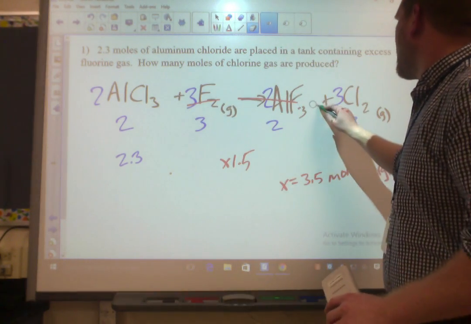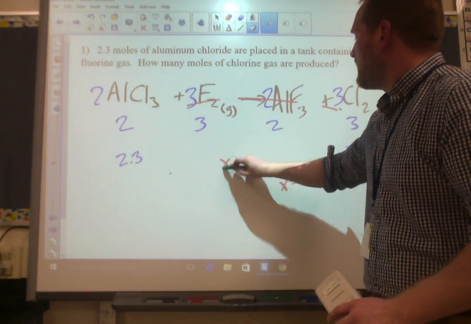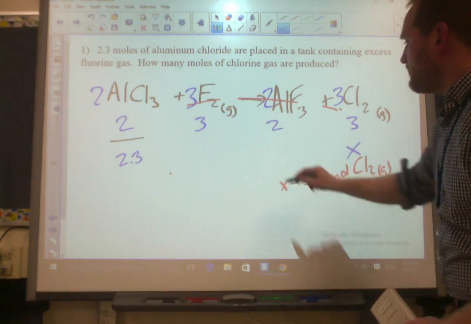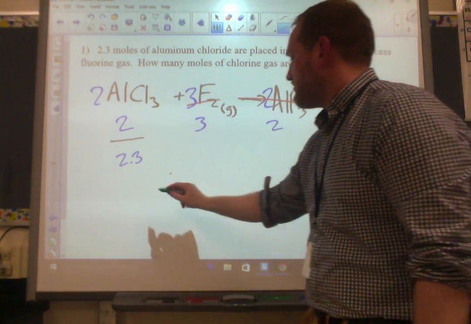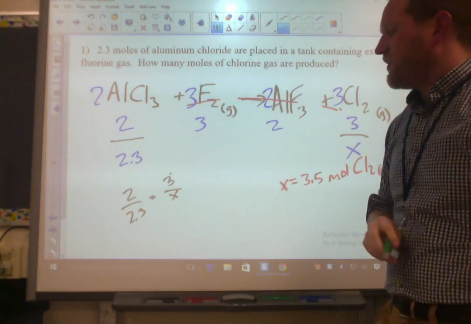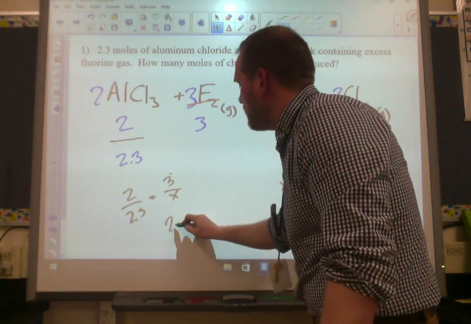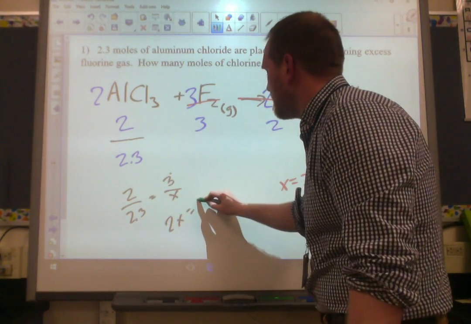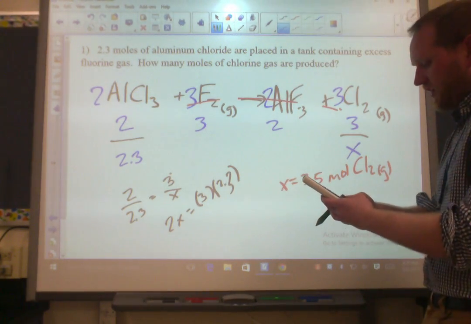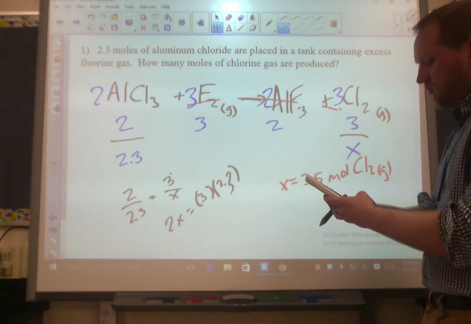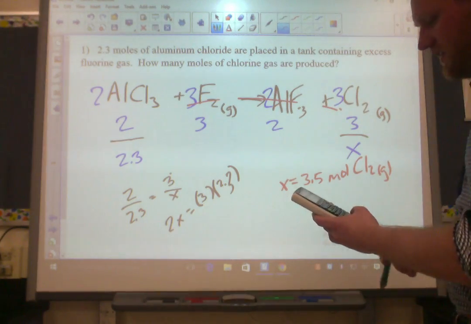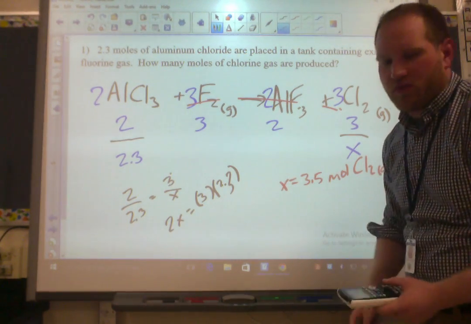Okay, ignoring the red lines going through my equation there. The way you set it up the other way is you would say 2 over 2.3 equals 3 over x. And now you cross multiply to solve for x. So 2x is going to equal 3 times 2.3. Okay, board calibration is way off again. 3 times 2.3 is 6.9, divided by 2 gives me 3.45, which is my same 3.5. You get the same answer.